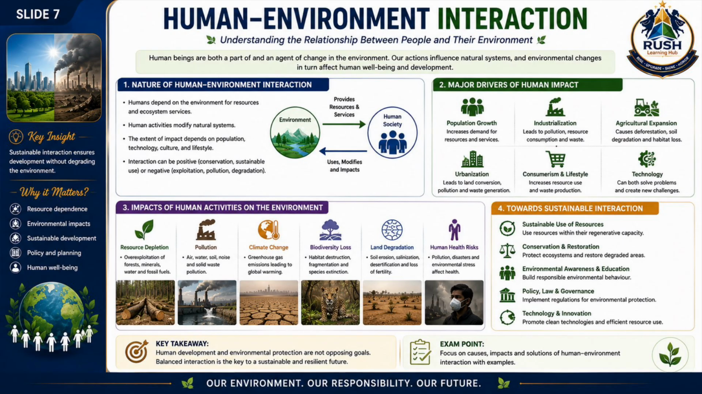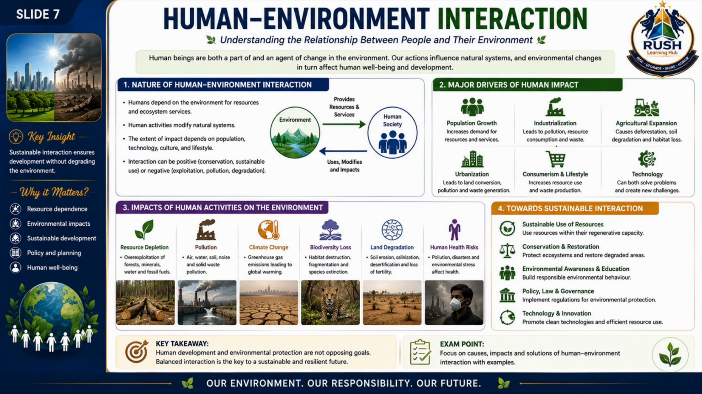Land degradation is another serious consequence. Unsustainable agricultural practices, deforestation, overgrazing, mining, and improper land management can result in soil erosion, desertification, salinization, and loss of soil fertility. Environmental degradation also affects human health. Exposure to polluted air, contaminated water, hazardous chemicals, and environmental disasters increases health risks and reduces quality of life.